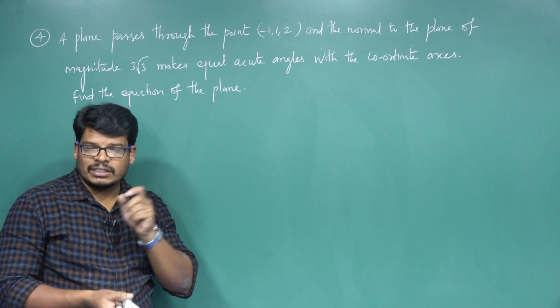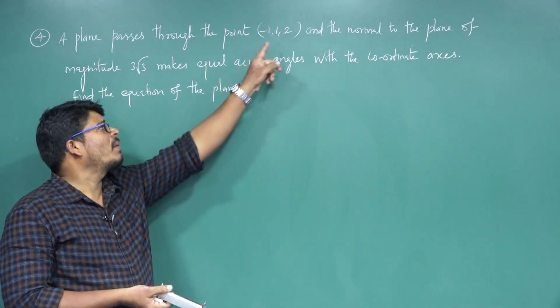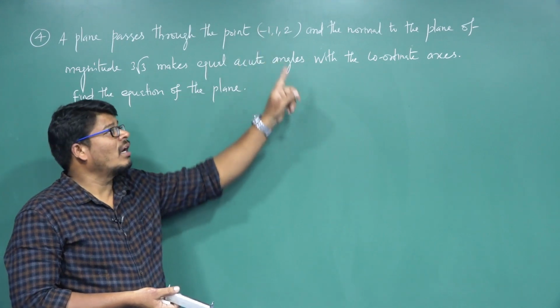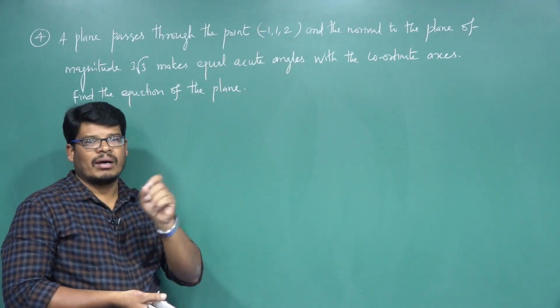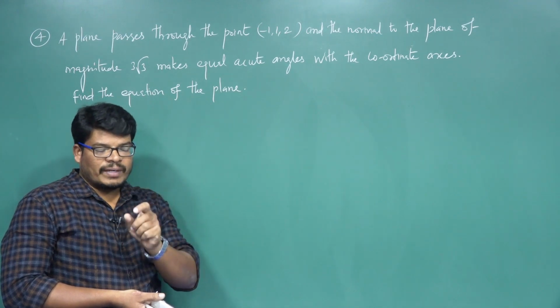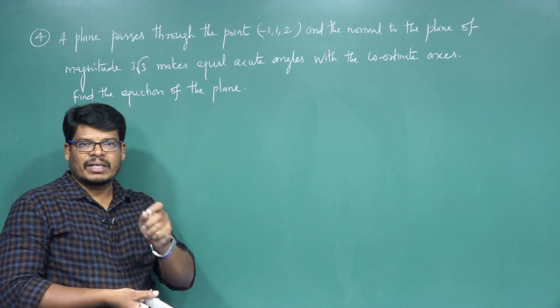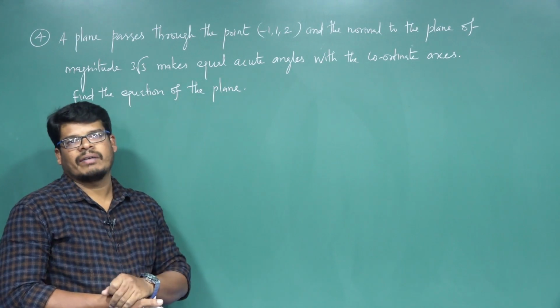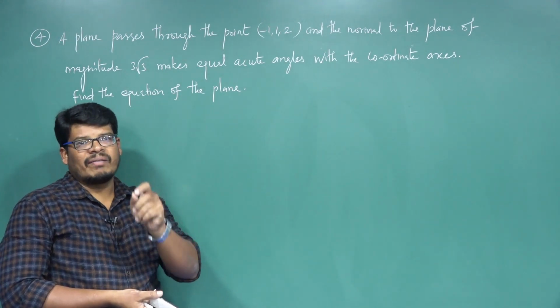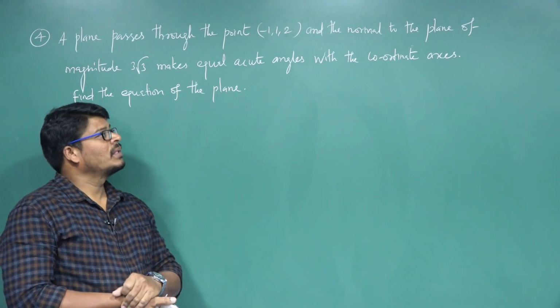Now find the equation of the plane given one point. The plane passes through the point and is normal to the vector. Now find the normal vector. The equation of the plane is r vector dot n vector equal to a vector dot n vector.